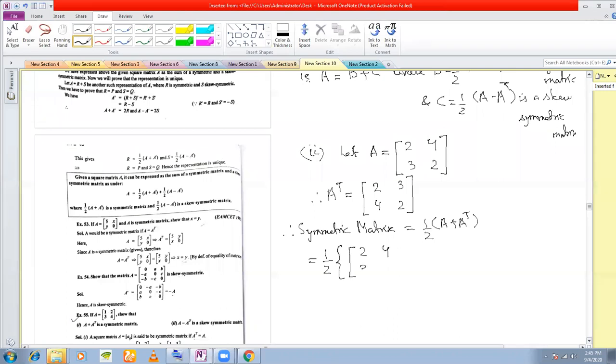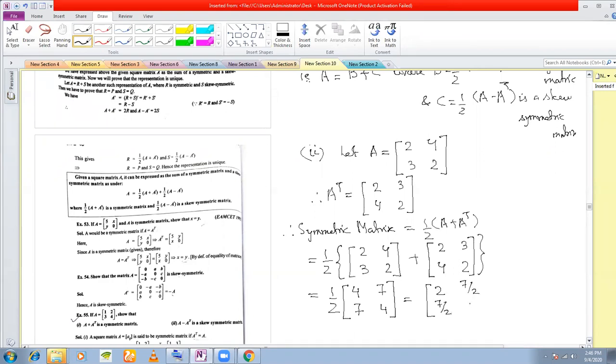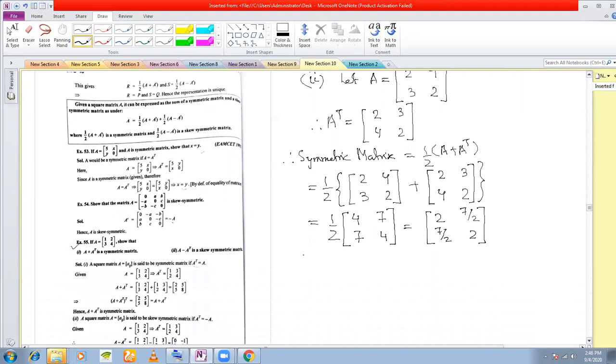2, 4, 3, 2 plus 2, 3, 4, 2, which is half of 2 plus 2 is 4, 4 plus 3 is 7, and 4 plus 3 is 7, 2 plus 2 is 4. So this is half of 4, multiply half with all: 2, 7 by 2, 7 by 2, 2. Okay. So this is your symmetric matrix. Now we'll find out the skew symmetric matrix.